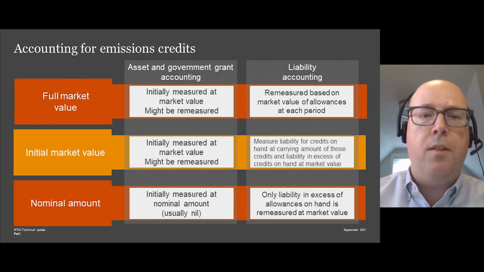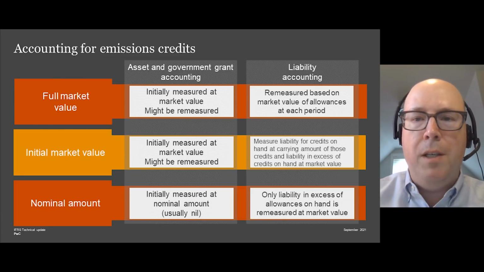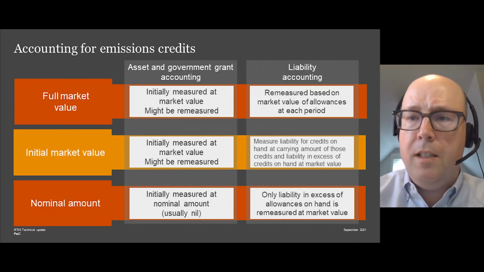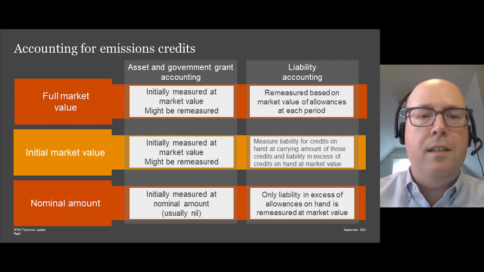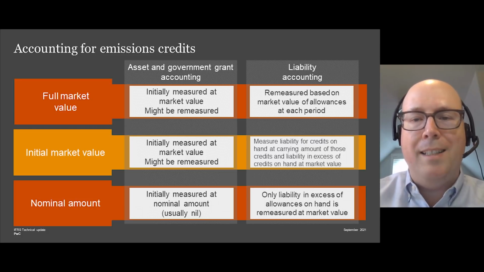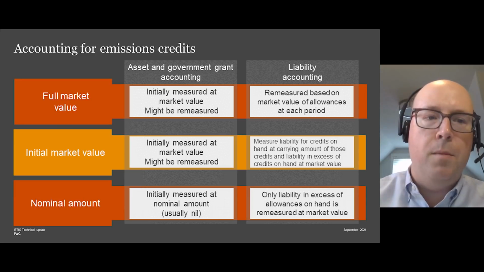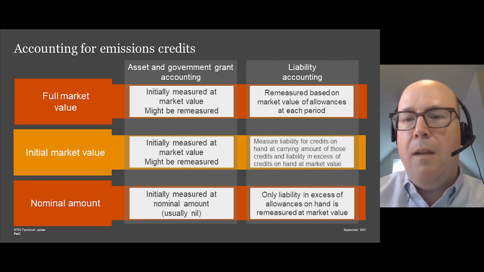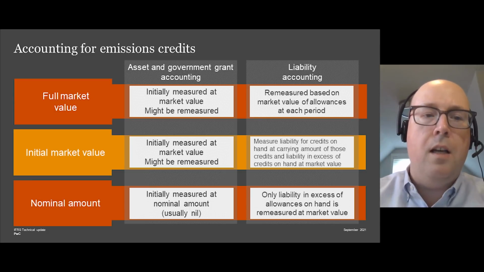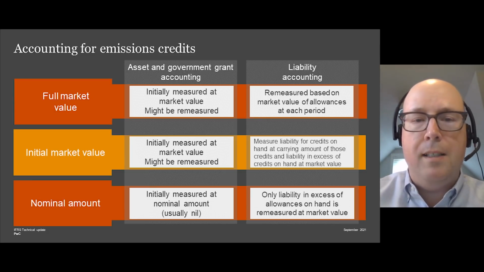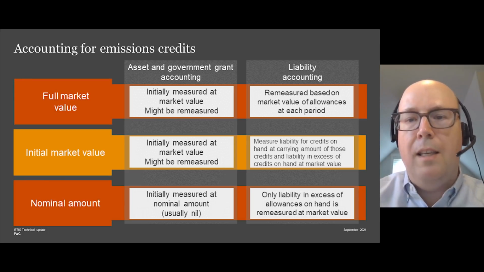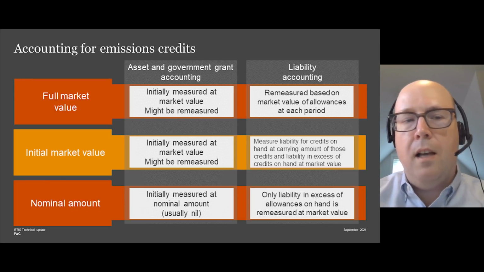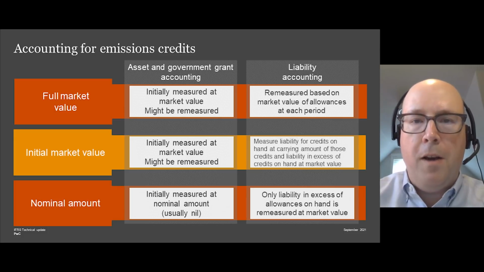The withdrawal of IFRIC 3 means there are a number of accounting models that can be used under IAS 8 for accounting for participation in these schemes, and there continues to be significant diversity in practice in this area. Although withdrawn, the IFRIC 3 model remains a valid interpretation of existing IFRS. I'll call this the IFRIC 3 approach or a full market value approach, and we'll illustrate its application alongside two other models that we see in practice, the cost of settlement approach based on the initial market value and the cost of settlement approach based on the nominal amount.